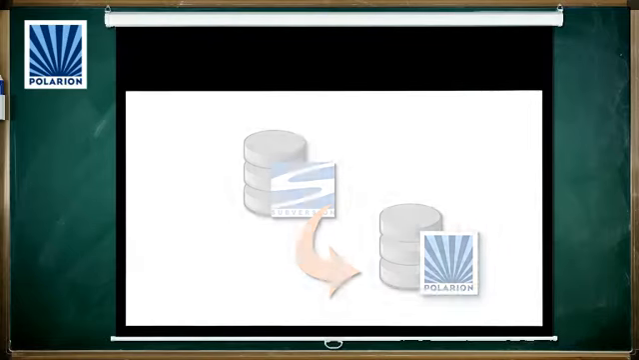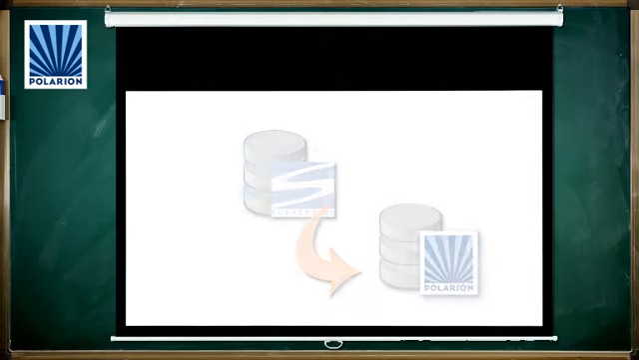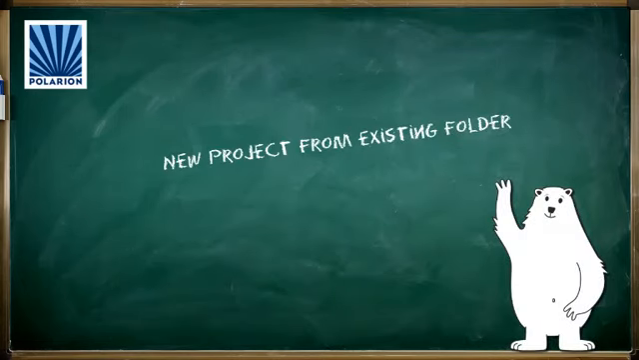Sometimes people need to import an existing Subversion repository containing folders that they want to manage as Polarian projects. Or possibly someone will remotely commit a folder created externally which should now be managed as a project. Either way, it's pretty simple to start a new project around some existing repository folder. Let's see how that's done.